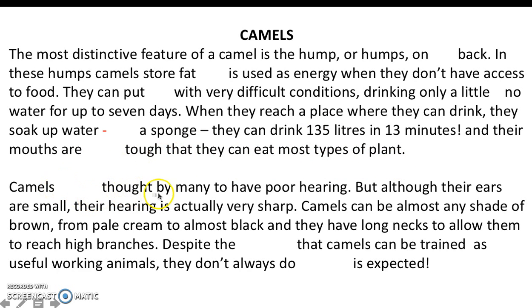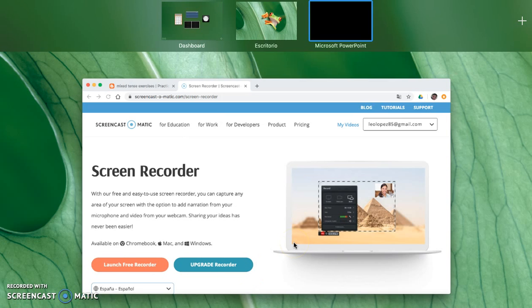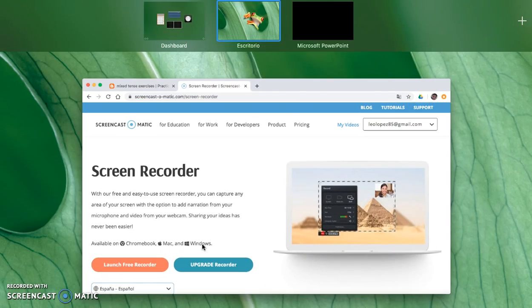Camels are thought by many to have poor hearing, but although their ears are small, their hearing is actually very sharp. Camels can be almost any shade of brown, from pale cream to almost black, and they have long necks to allow them to reach high branches. Despite the fact that camels can be trained as useful working animals, they don't always do as expected. So let's do the exercise.